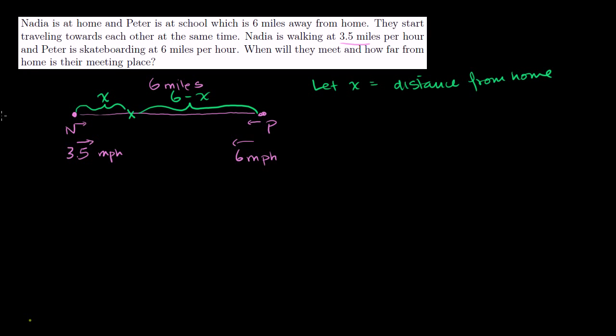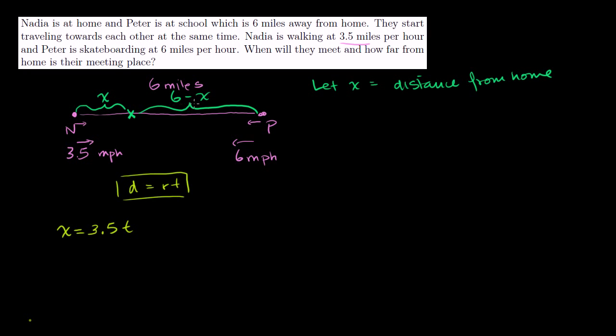And they're going to travel the same amount of time. Remember, they both leave at time 0, and after time t, they will both meet right there. So they're both going to take the same amount of time. So if we just remember that distance is equal to rate times time, we could use that for both of them. In Nadia's case, the distance she travels is x. X is going to be equal to her rate, which is 3.5 miles per hour, times t, the time that she travels.